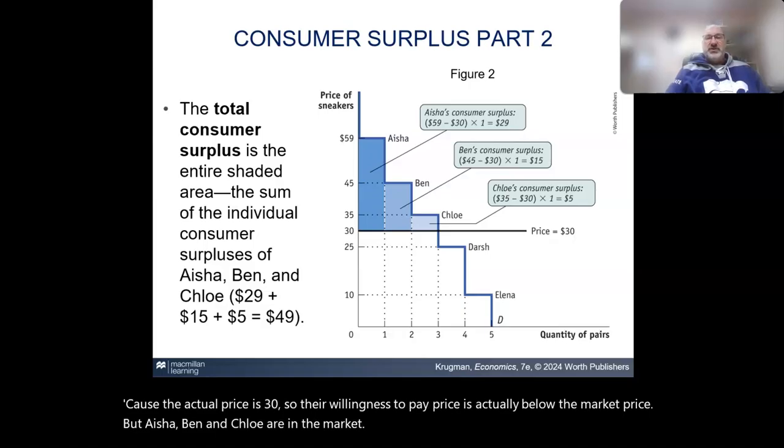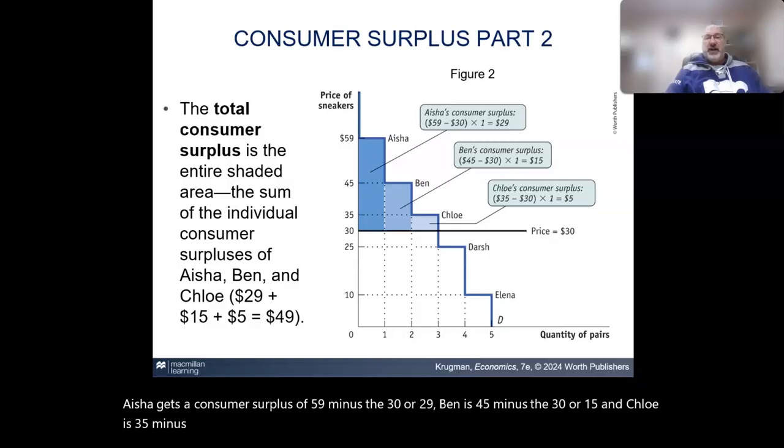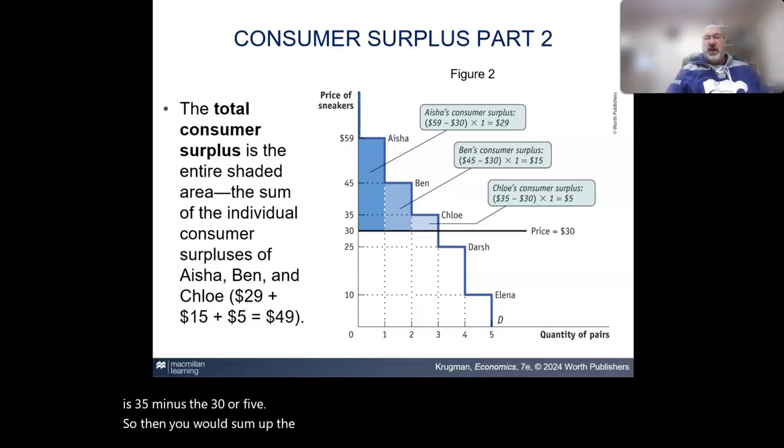Aisha gets a consumer surplus of 59 minus the 30, or 29. Ben is 45 minus the 30, or 15. And Chloe is 35 minus the 30, or 5. So then you would sum up the 29, the 15, and the 5, and that would give you the total consumer surplus.